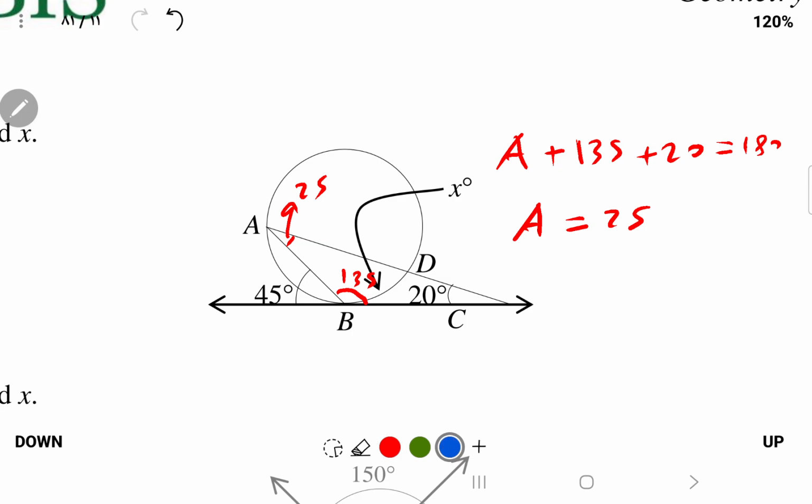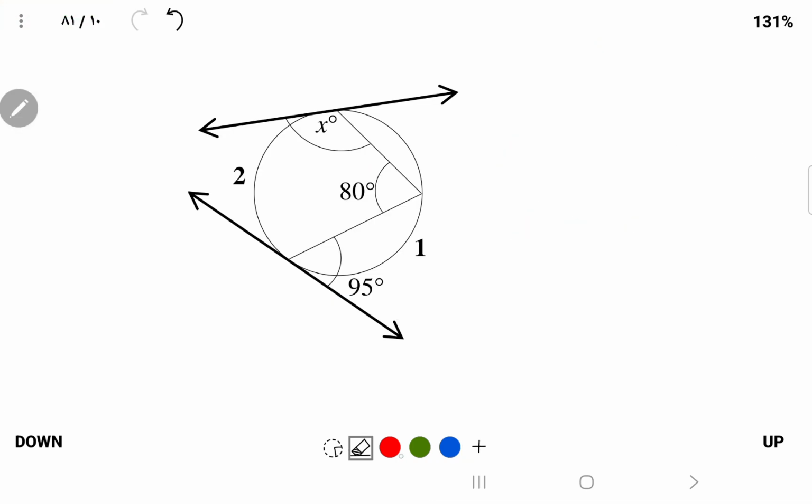we have to find the arc opposite to this angle. The arc is twice the angle inscribed. This means x will be 50. So this is angle inscribed opposite to the blue arc. It's half the arc. Angle at circumference is half the arc opposite to it. Now let's see this question here.